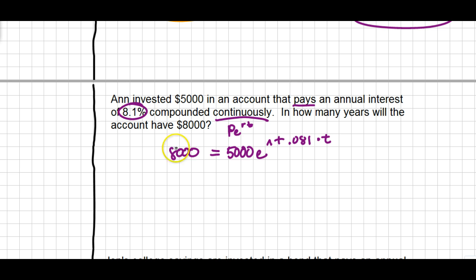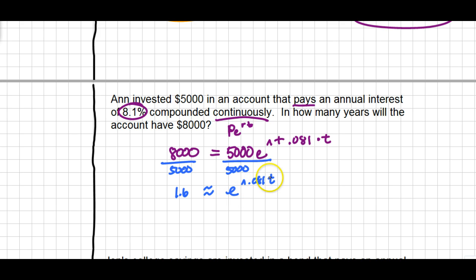So now we're going to utilize our skills from the beginning of the video. We're trying to isolate the base. The base here is base e. So this 5,000 is in our way, so I want to divide by 5,000 to get it out of the way. I'm dividing here because it's right next to the e, so that means it's currently being multiplied. So to get rid of it, I'm going to divide. Type in 8,000 divided by 5,000, and I get about 1.6 there. And I'm left with e to the 0.081 times t, or times x.